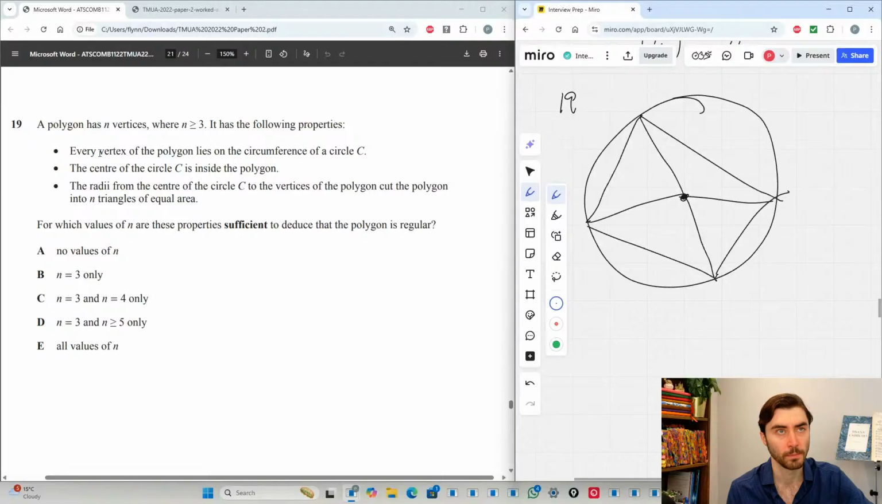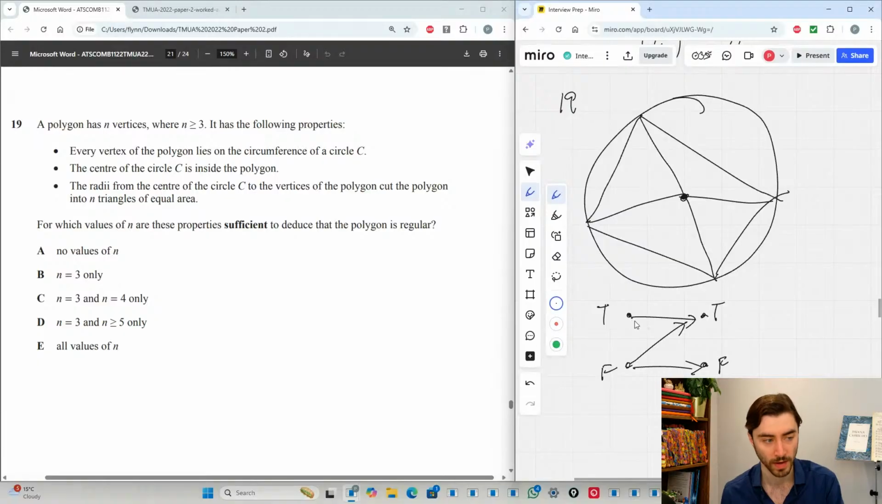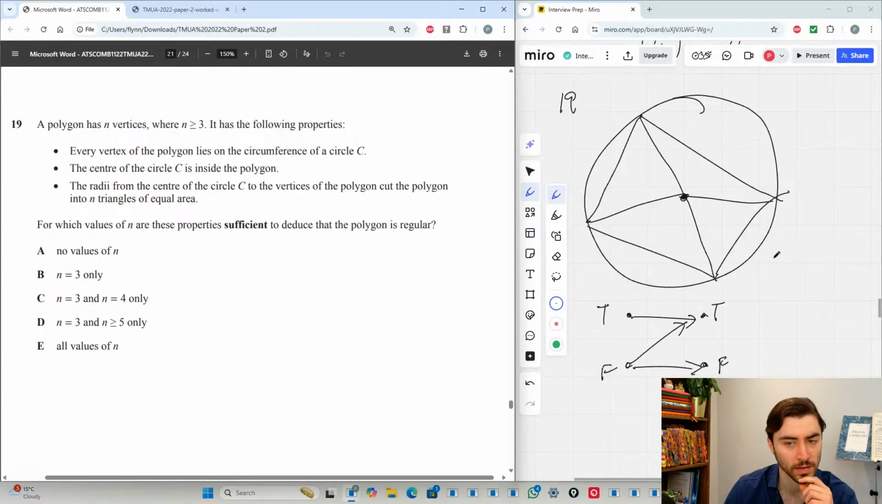So certainly, if they all lie on a circle, so for the sufficiency mapping, are they true? The sufficiency mapping looks something like this. There's none of that. So we just need to say that there's no way those can be true and it not be regular. So the center is inside the polygon. The polygon's vertices are on the circumference. Radii from the center to circle C cut the polygon into n triangles of equal area.